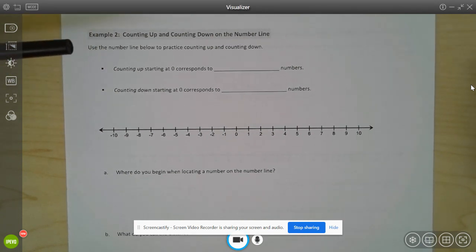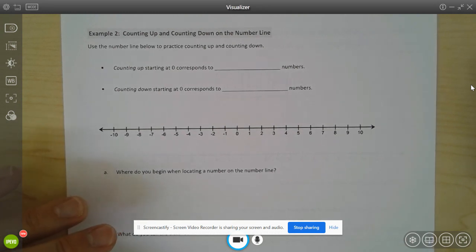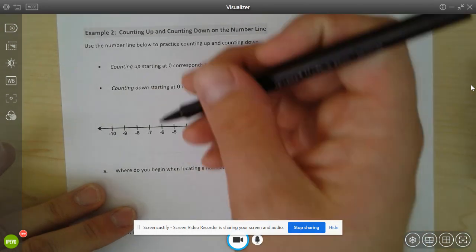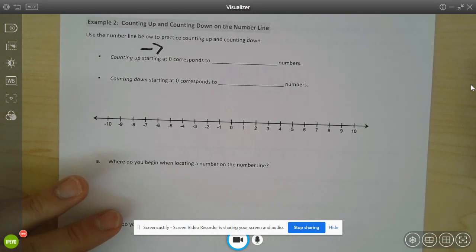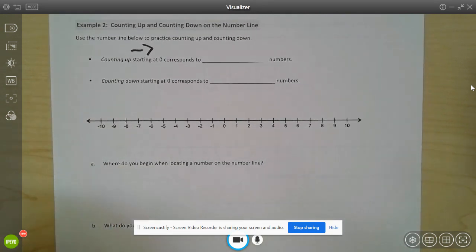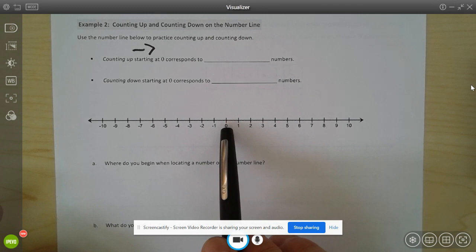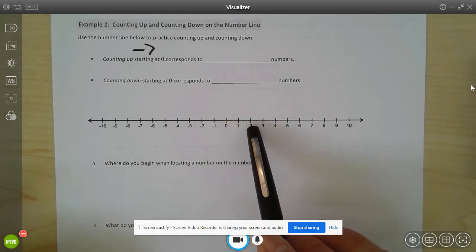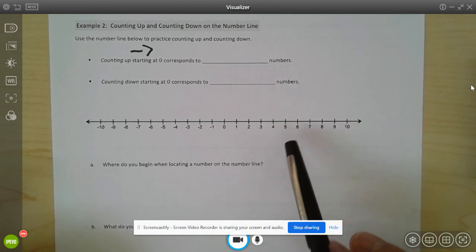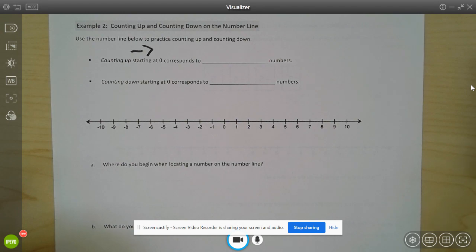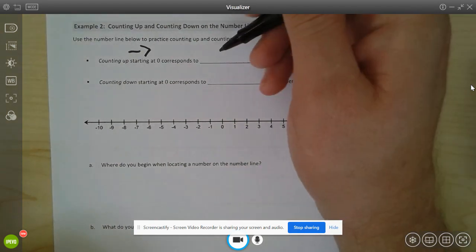When I look at this first bullet point, it says counting up starting at 0 corresponds to blank numbers. I need to fill in that blank. So when they say counting up from 0, that means we are counting on a horizontal number line to the right of 0. So when I go to our number line, and I go to 0, and I look to our right, I see 1, 2, 3, 4, 5, 6, 7, 8, 9, 10, and they are all positive numbers.